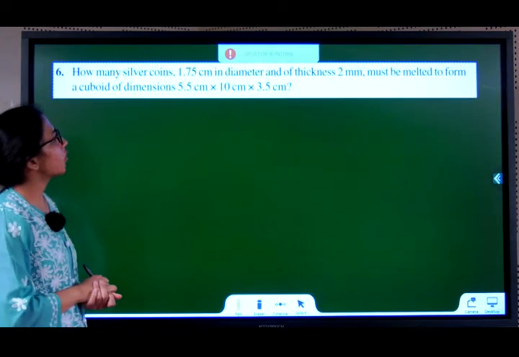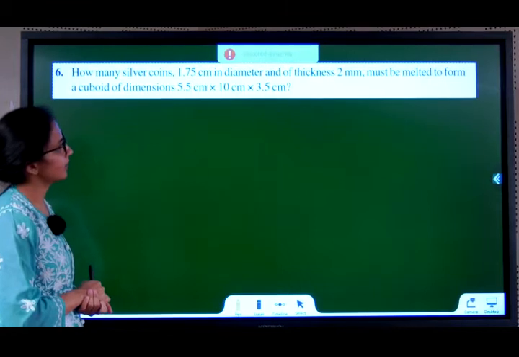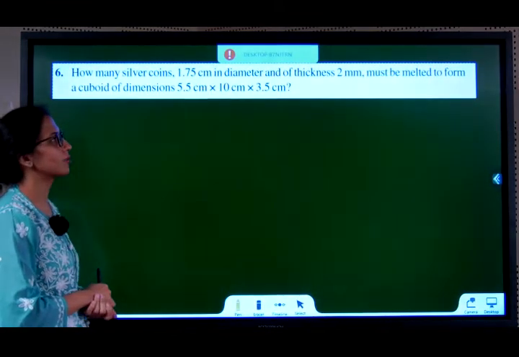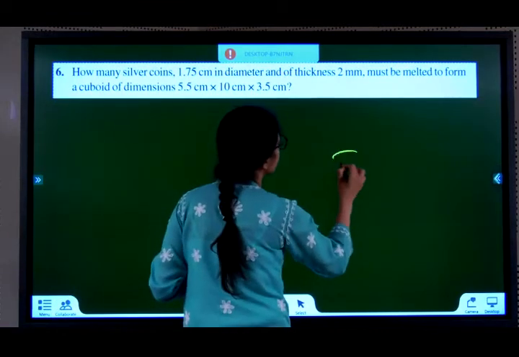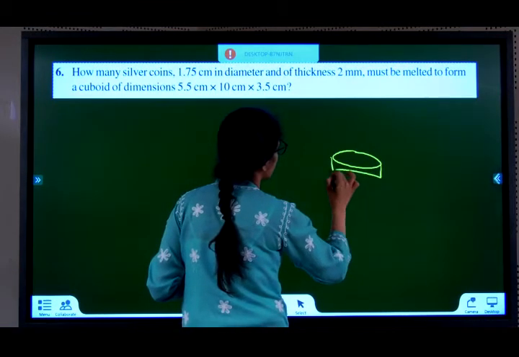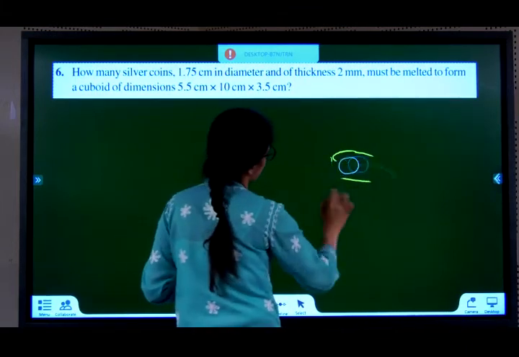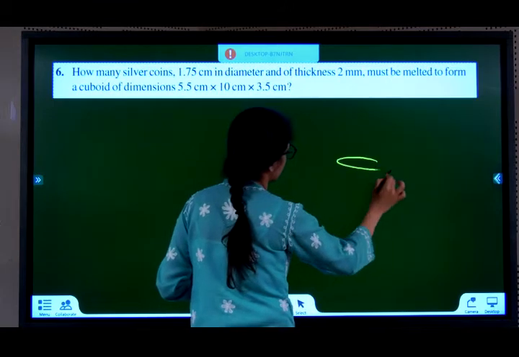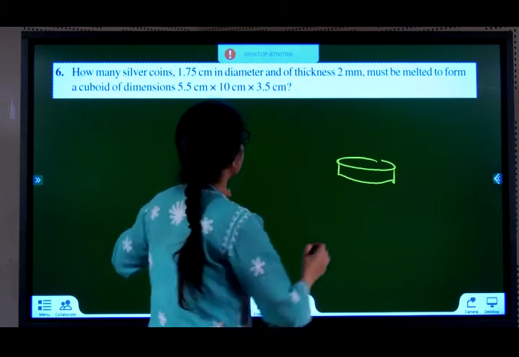How many silver coins 1.7 centimeters in diameter and of thickness 2 millimeter? Silver coin is like this, right? Or any coin. So it's in the form of a cylinder. Agreed? So there are many such coins.